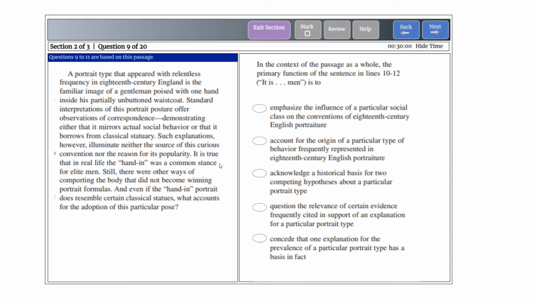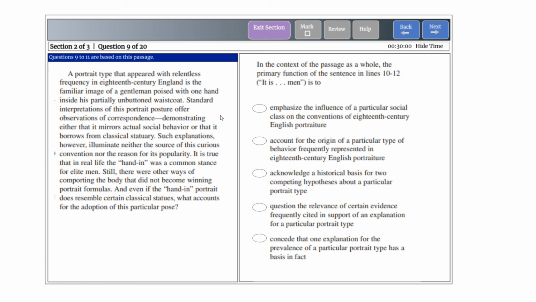In this case, we have to go pretty far back up to figure out what's going on. Right, so the general idea of these first couple lines is the author is wondering, why is it that rich guys back then always got painted with their hand in their waistcoat, right? Why did they always have their portraits painted that way? And they say that some of the reasoning is that it mirrors actual social behavior. And then goes on to say, however, those explanations illuminate neither the source or the reason for its popularity. So the author is concerned that, yes, it's true that elite men would walk around with their hand in their waistcoat like that, but that doesn't explain why it was popular. That doesn't explain where it came from.